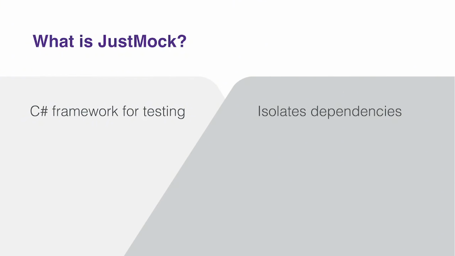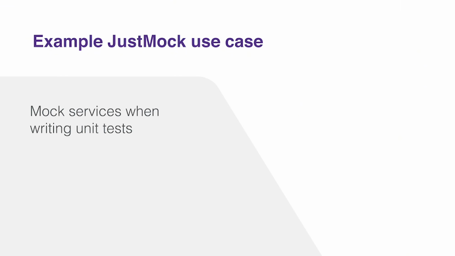JustMock is a fast and easy to use, feature-rich and cost-effective C# framework for creating mock objects. By isolating dependencies, JustMock allows you to focus on the relevant context and eliminate hard-to-configure obstacles when writing unit tests, resulting in higher productivity and better code. JustMock can be used to mock services when writing unit tests for ASP.NET Core applications or other dependencies that your code has in your business logic.